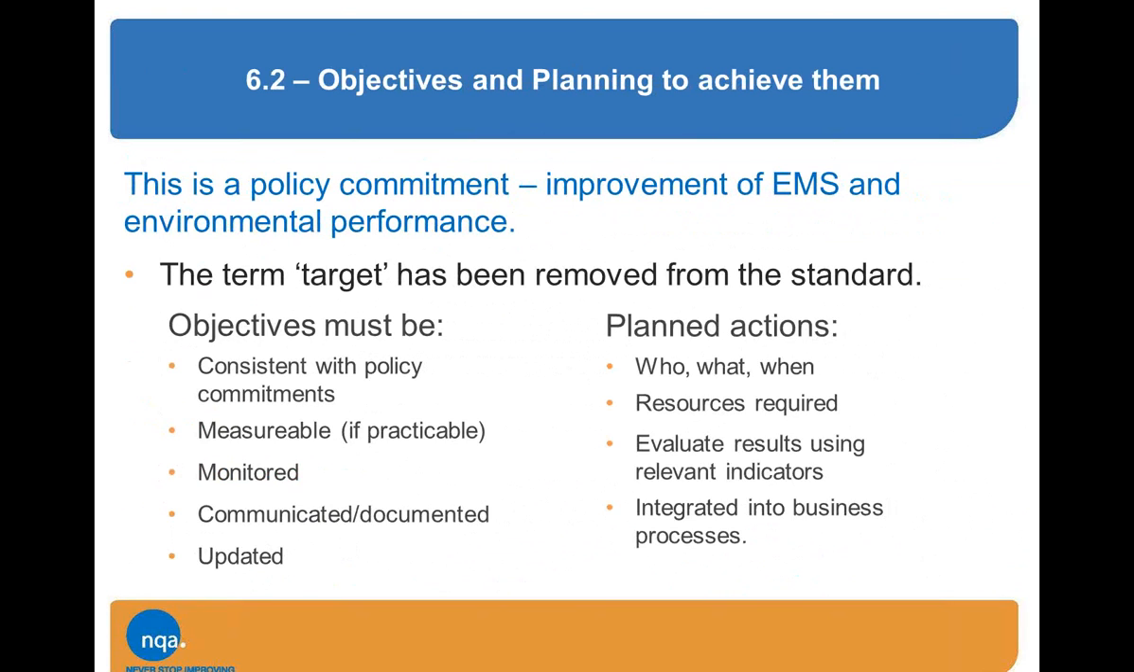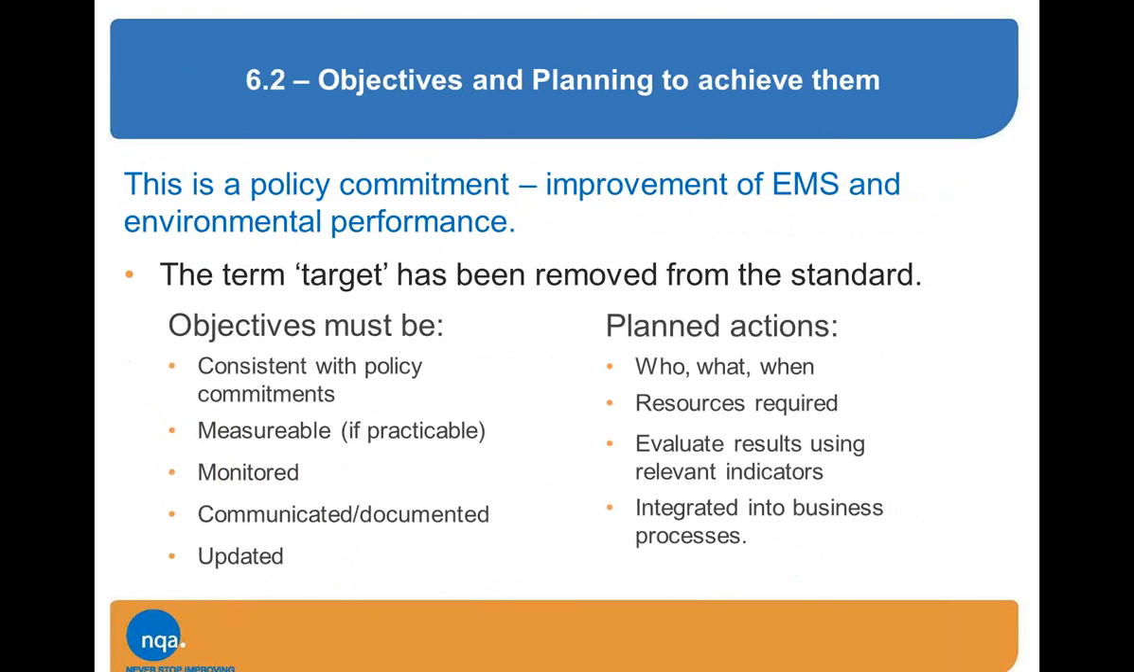Objectives have to be measurable if they can. I accept sometimes that they may not be fully measurable, but really we're looking for objectives to be measurable. They need to be monitored. They need to be communicated and documented within the business, and they need to be updated on a regular basis. So when you're planning to carry out these objectives, when you plan to carry out the actions to reduce the risks, we need to think about who's going to carry them out, what they're going to do, and when it's going to be done, what resources are we going to require, what relevant indicators are we going to use.